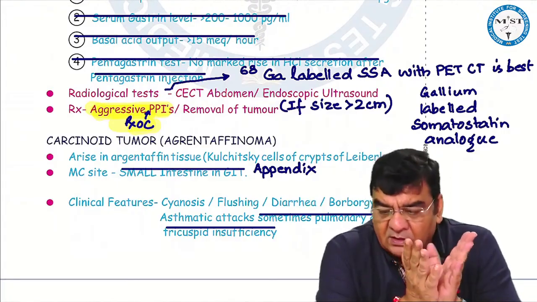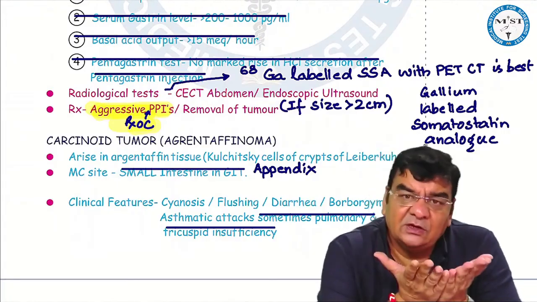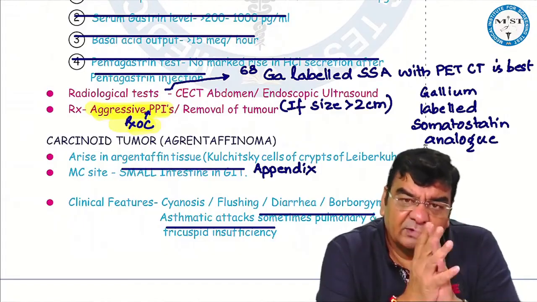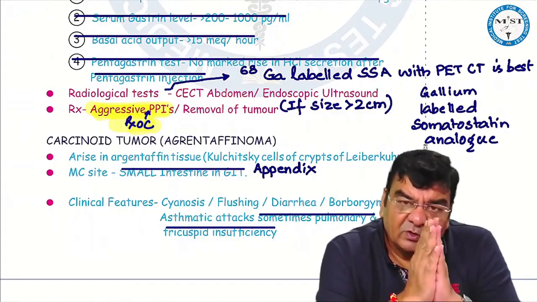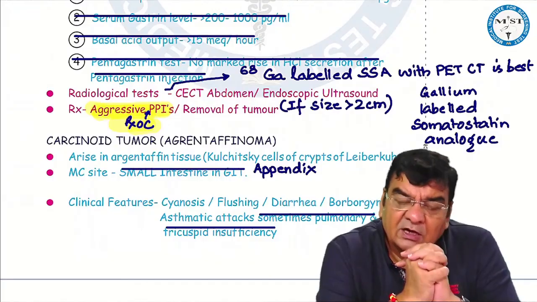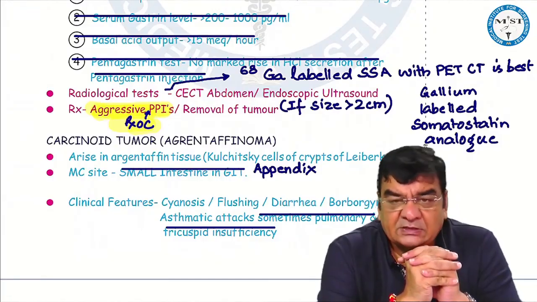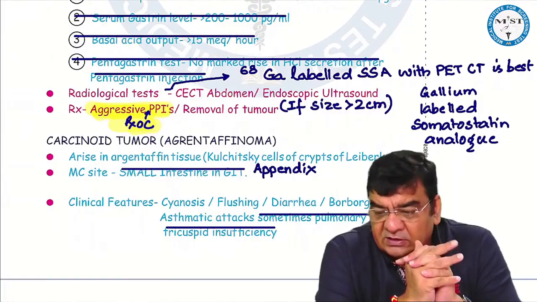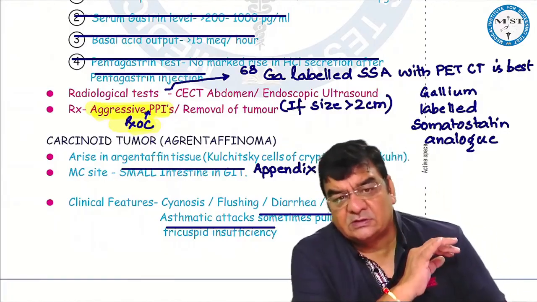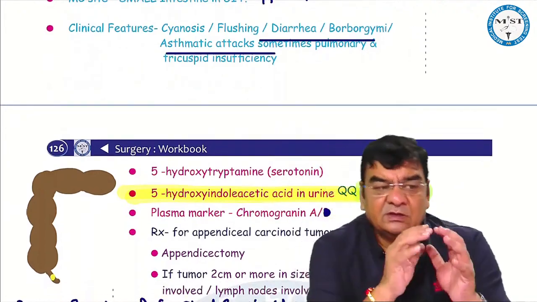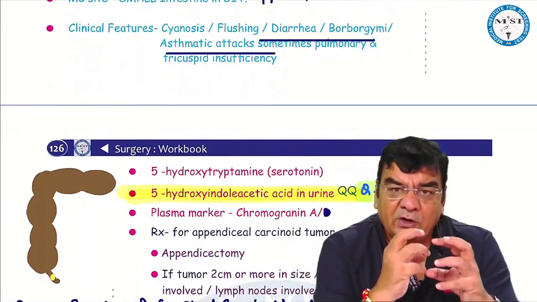Carcinoid tumor, this is a neuroendocrine tumor. This can occur anywhere in the body, like maybe in the bronchus. But when we talk about GIT carcinoids, argentaffinomas, they are most often seen in the appendix. They originate in the argentaffin tissue, that is Kulchitsky cells of crypts of Lieberkuhn.